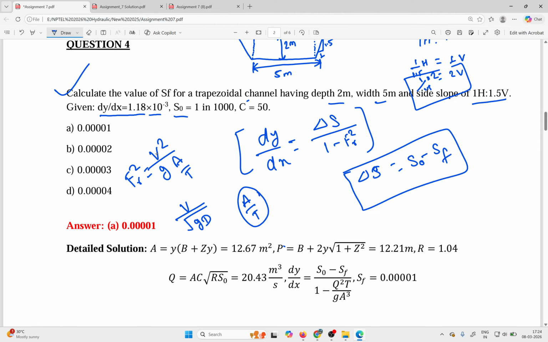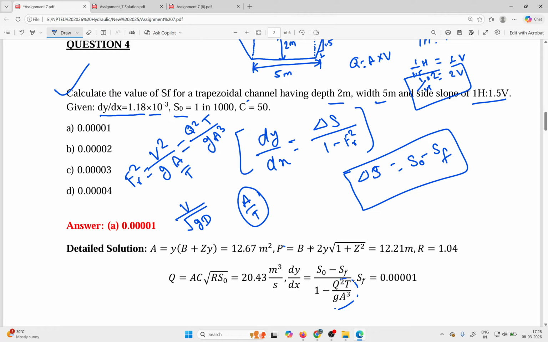When you convert this formula in terms of discharge, you will get discharge equal to area into velocity. So velocity is nothing but discharge by area. So Q square divided by A square, and since there is already area in the denominator, we get A cube, and T goes in the numerator. So this is written here. You can see very clearly.